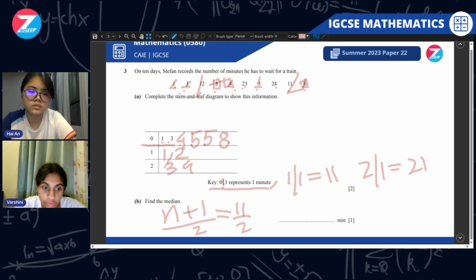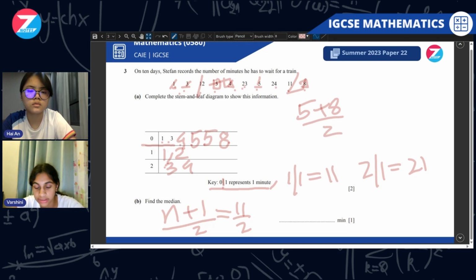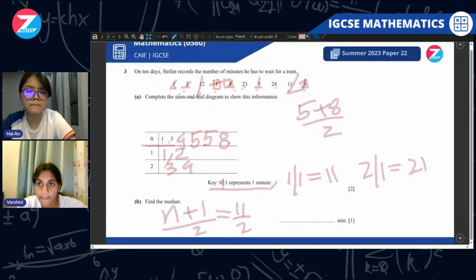It needs to be the average of 5 and 8. The average of 5 and 8 is 5 plus 8 divided by 2, because that's how you find the average: the sum of the numbers divided by the number of numbers. So 13 divided by 2, just put that in your calculator, and it's 6.5. So over here it is 6.5 minutes.